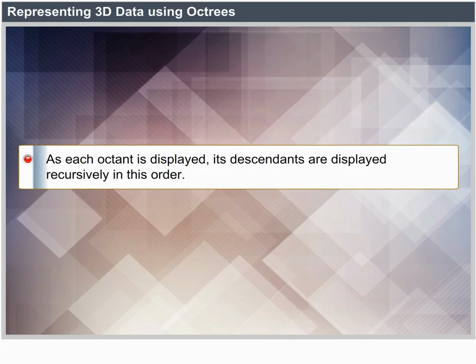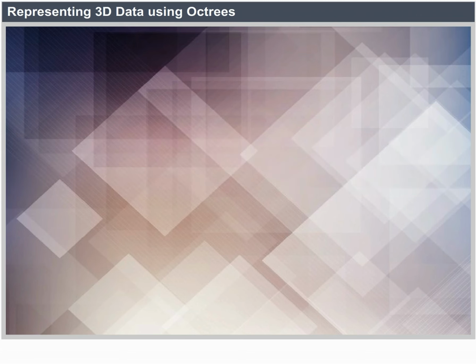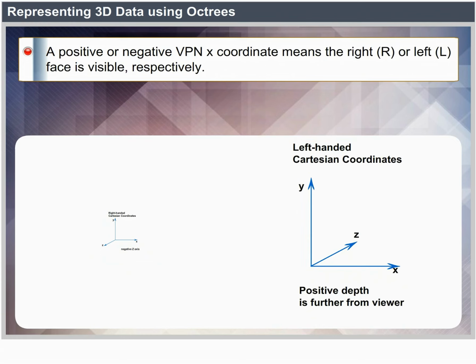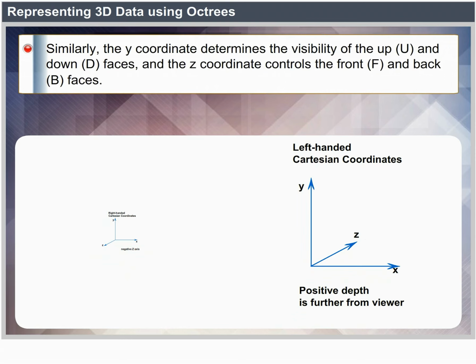As each octant is displayed, its descendants are displayed recursively in this order. Furthermore, because each leaf node is a cube, at most 3 of its faces are visible, the identities of which may also be determined from the VPN. A positive or negative VPN x-coordinate means the right (R) or left (L) face is visible respectively. Similarly, the y-coordinate determines the visibility of the up (U) and down (D) faces, and the z-coordinate controls the front (F) and back (B) faces.